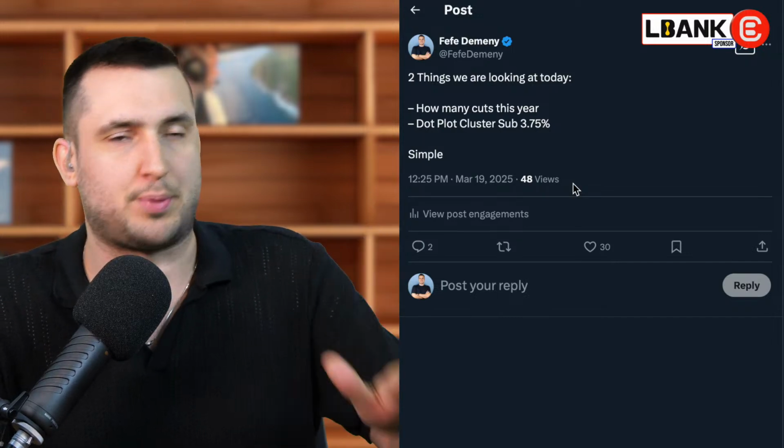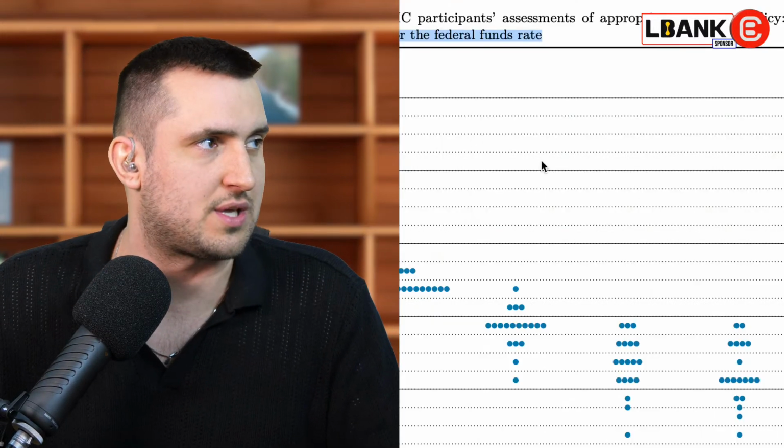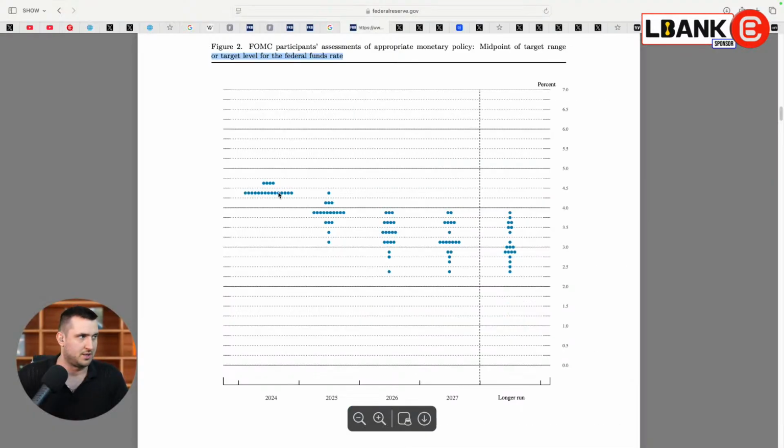So if we see the dot plot cluster, which means the most projections, the most dots in a column or in a line, coming in below 3.75, meaning between 3.5 or sub 3.5, that is very, very bullish.